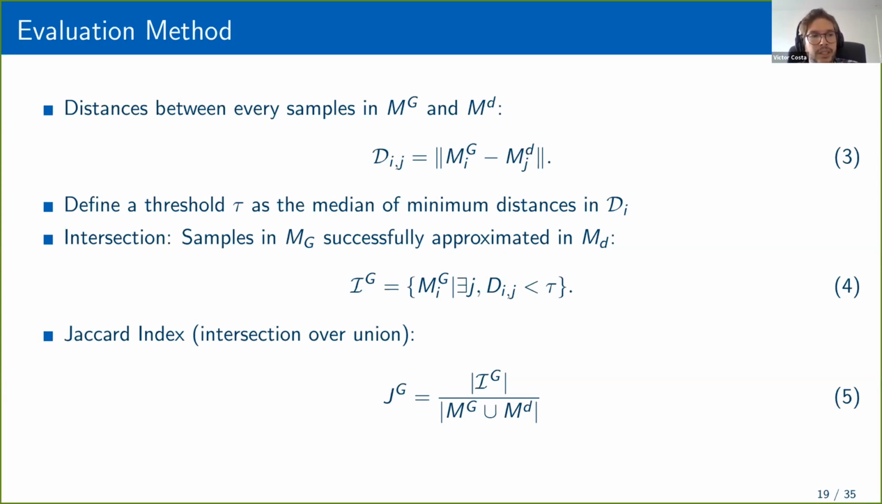So we consider in the intersection between the map of generators and the map of the input dataset the samples that have a distance smaller than this threshold. This distance is never zero. This is why we need to define this threshold. So using this information, we can calculate the Jaccard index, that is the intersection over the union of the elements of the two maps that we want to compare and evaluate. In this case, we use the map of the input dataset and the map of the generator because we want to see how the distribution of the generator compares to the input dataset.